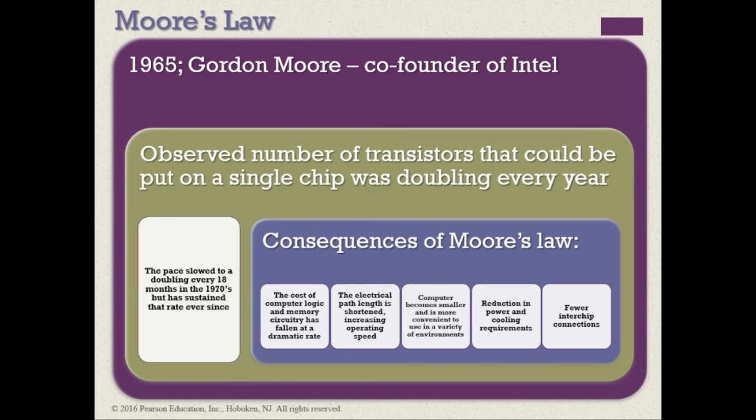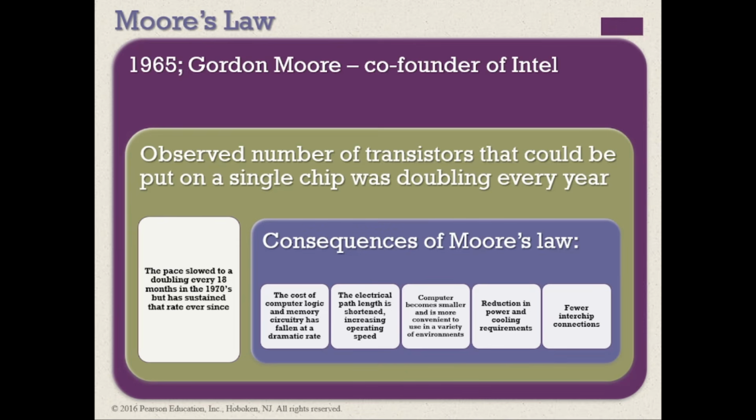So, what are the consequences of Moore's Law, which we can see and which are very profound? Number one, the cost of a chip has remained virtually unchanged during this period of rapid growth in density. This means that the cost of computer logic and memory circuitry has fallen at a dramatic rate. Next, because logic and memory elements are placed closer together on more densely packed chips, the electrical path length is shortened, increasing operating speed. And then the third one, the computer becomes smaller, making it more convenient to place in a variety of environments.